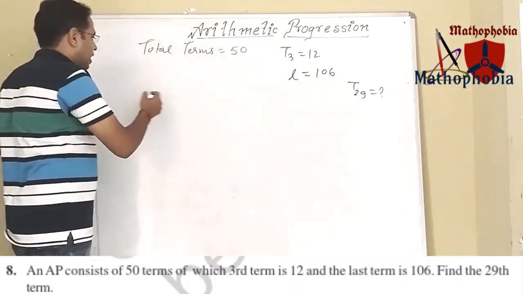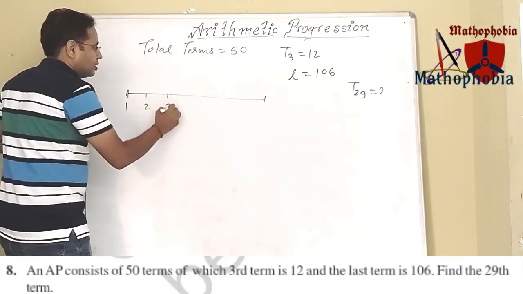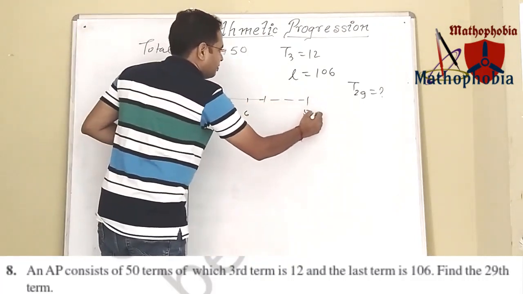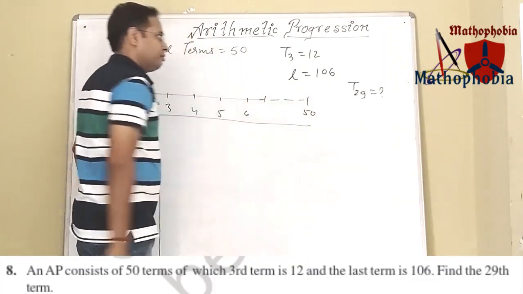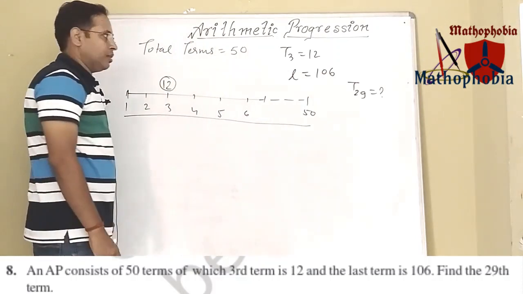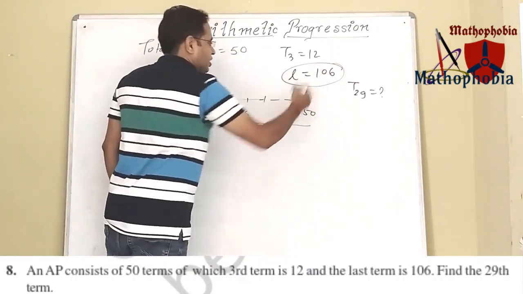अब देखो, अगर एक AP में पहला term, दूसरा, तीसरा, चौथा, fifth, sixth, and so on up till 50 terms are there. Total number of terms are 50. Now third term is given 12. ठीक है? Third term is 12. We need to find out the 29th term and the last term is given 106.